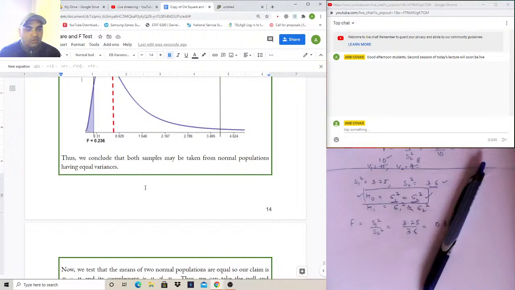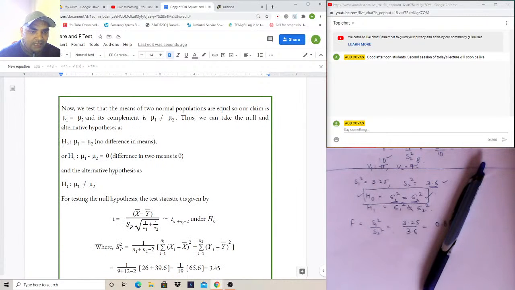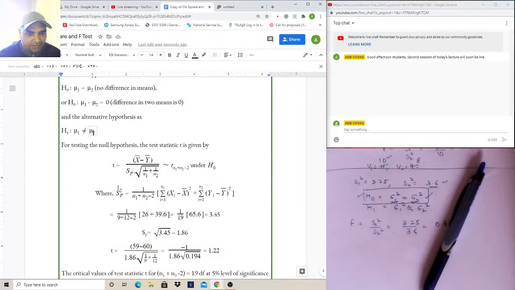Thus, we conclude that both samples may be taken from normal populations having equal variance. Now, once we have tested that the two normal populations have equal variance, we will test the claim that mu1 is equal to mu2, and its complement is mu1 is not equal to mu2. That is, we will be conducting the t-test which we did in our earlier lecture. So this will be our null hypothesis and its complement will be our alternative.